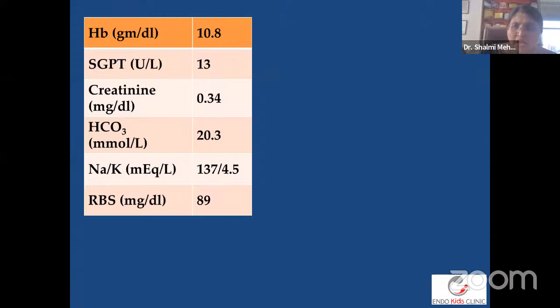Now, on investigations, the hemoglobin is slightly on the lower side, 10.8. Liver function test, kidney function test. We generally prefer to do a bicarbonate and electrolytes because sometimes we do see a rare case of renal tubular acidosis presenting to us with rickets. So that is why this has become a part of our routine investigations.